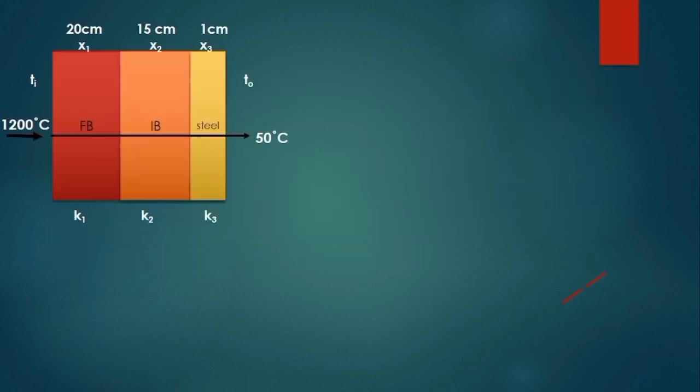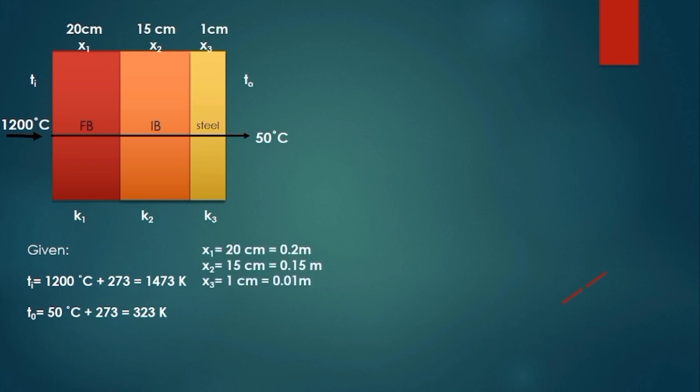So this is the figure. We have the red one is fabric, the orange one is insulating brick, and the steel is yellow. So the given is temperature in is 1200 degrees Celsius converted into Kelvin, so 1200 plus 273 is equal to 1473 Kelvin. Then temperature out is equal to 50 degrees Celsius plus 273 is equal to 323 Kelvin.